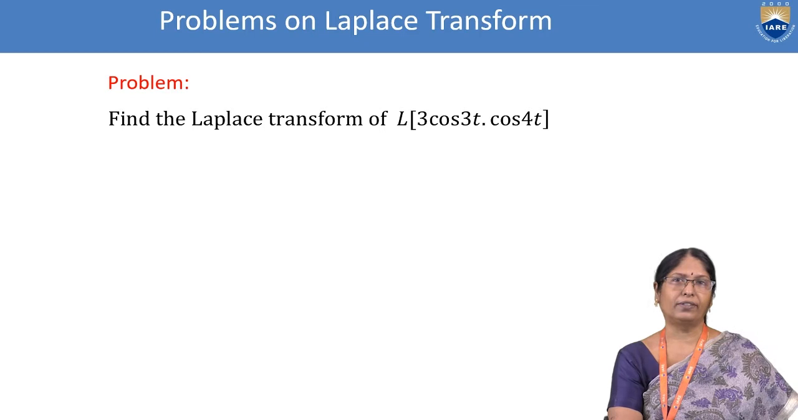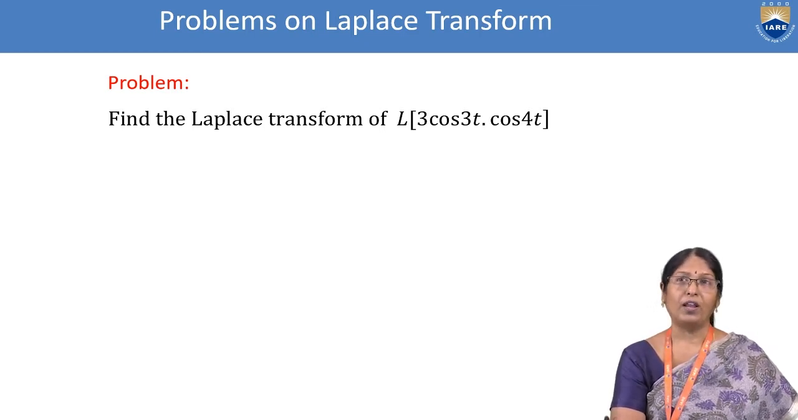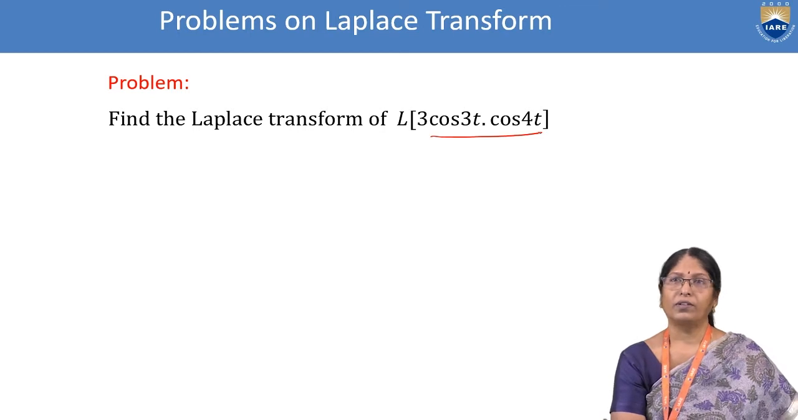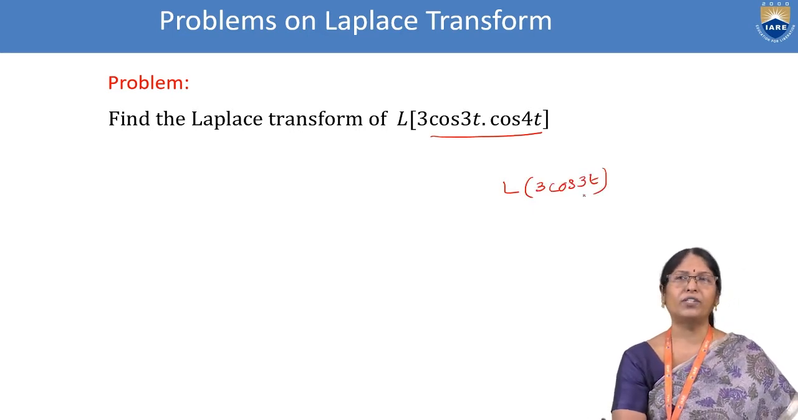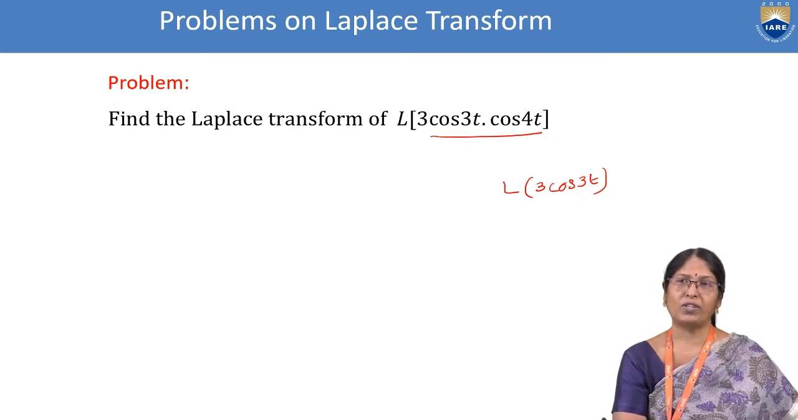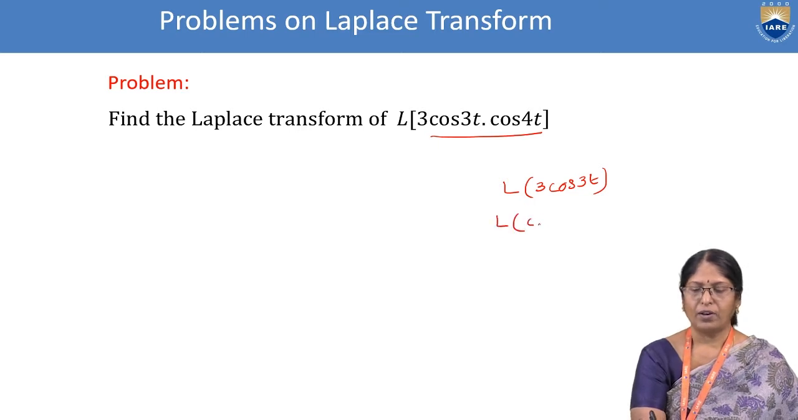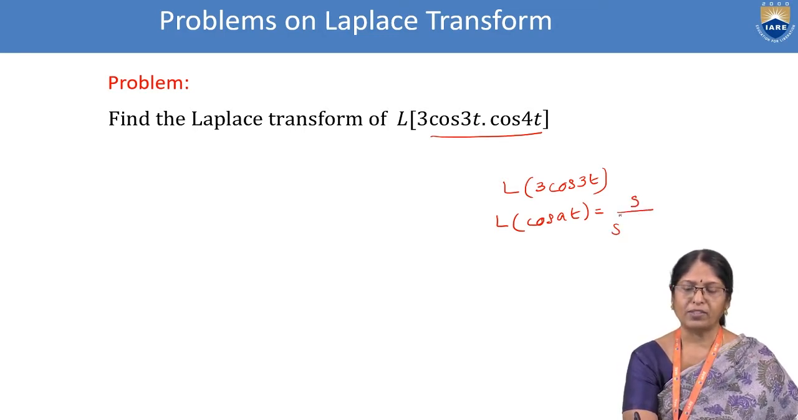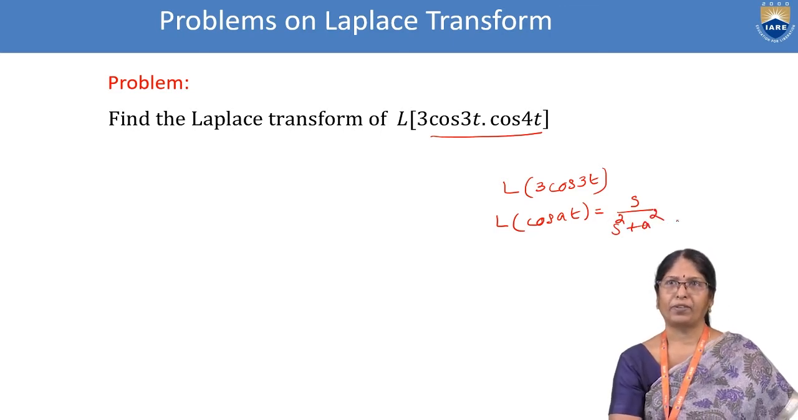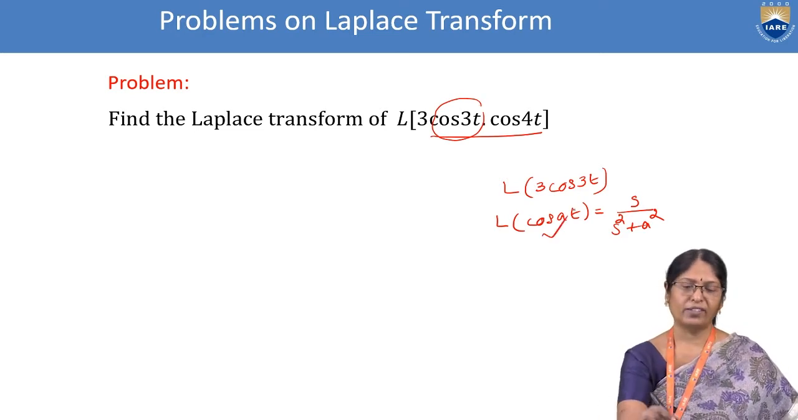The first problem is: find the Laplace transform of L of 3 cos 3t cos 4t. First, we have to read the question carefully. If the question only asked L of 3 cos 3t, then solving it is very, very easy, because the formula available is L of cos at is S by S square plus A square. So cos 3t, that is cos at, we can substitute there.